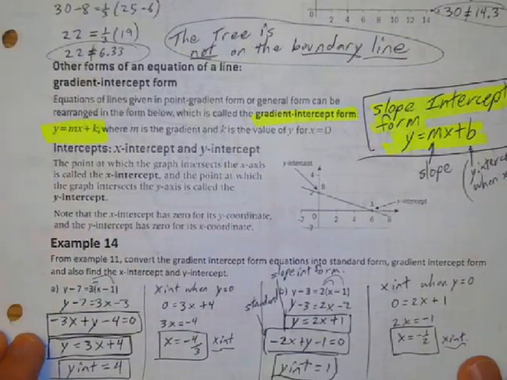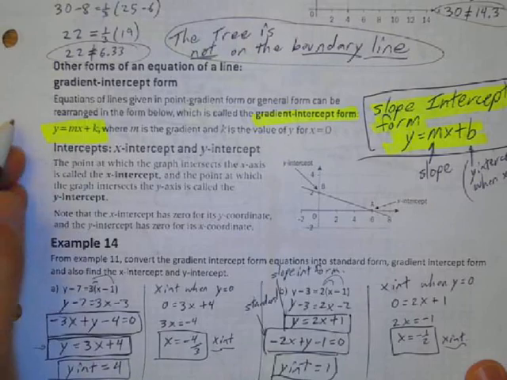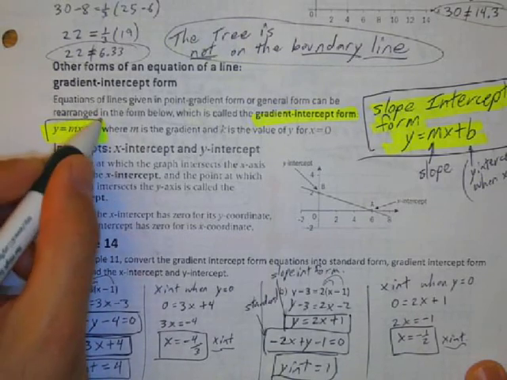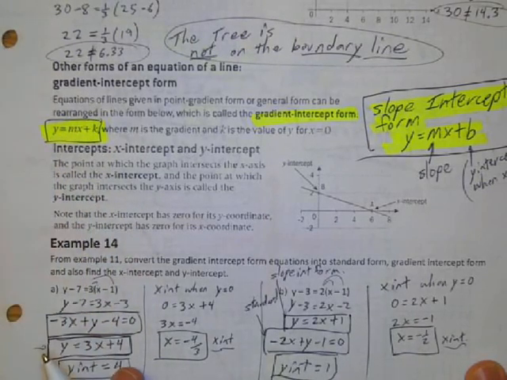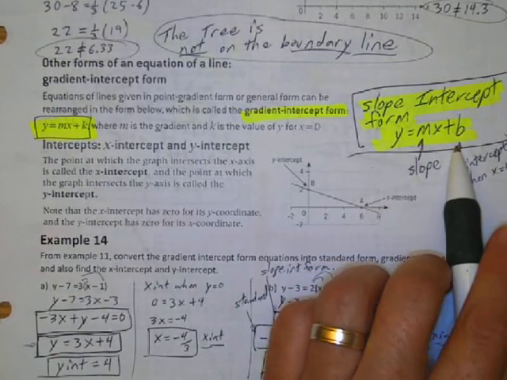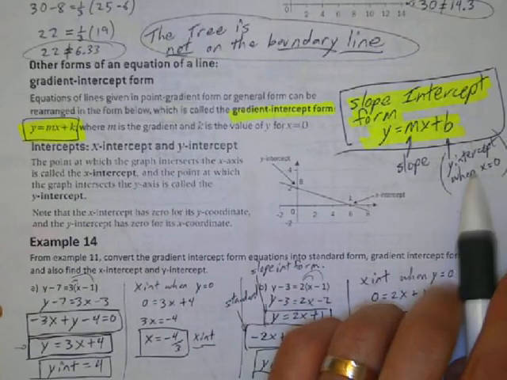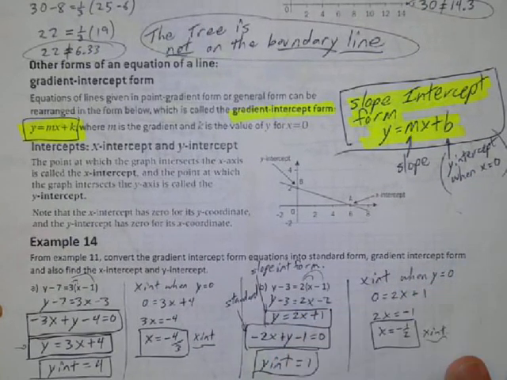Okay. Next one. Okay, so now we're talking about slope-intercept form, which is what you're more familiar with from Algebra 1 and Algebra 2. Okay, this m value here is my slope. This value here is the y-intercept, which is when x is 0.